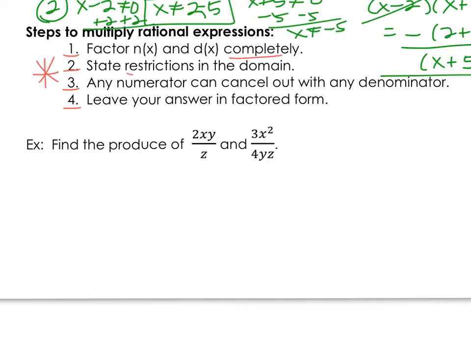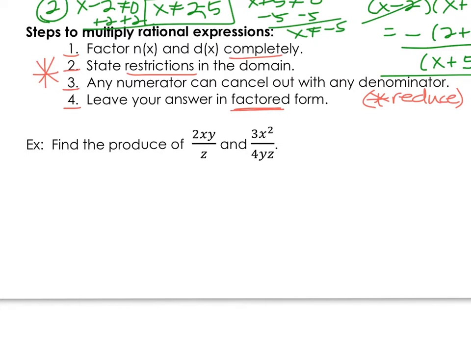Step 2, state restrictions in the domain. We've already done that as well. Step 3, any numerator can cancel out with any denominator where there's a match. So that will help us reduce our answer. So step 3 is the reduce step. And then step 4 is really not a step, it's just kind of a way to write your answer. Keep your answer in factored form. You don't have to multiply everything back together when you're done.